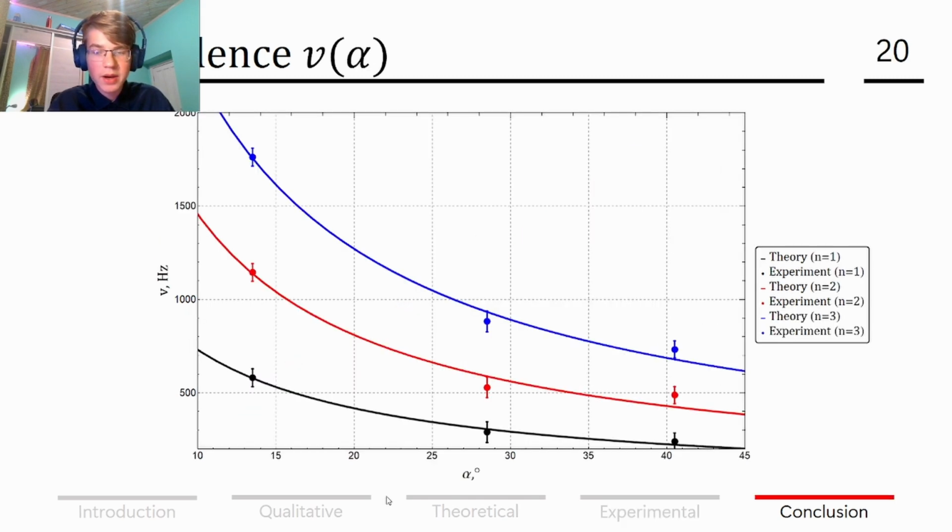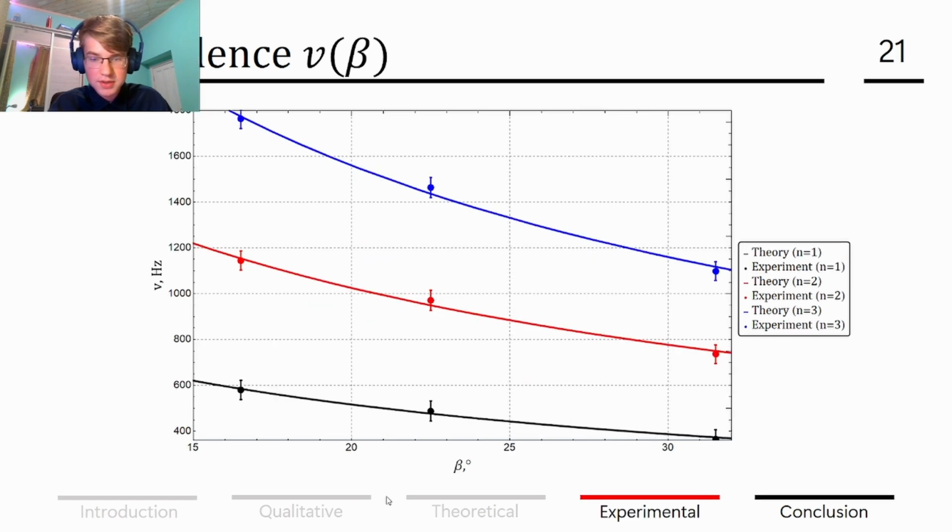In this graph, we can observe the frequency dependence on the hole angle. In this experiment, we used three different disks, changing the hole angle alpha, but not changing the fill angle beta. As we can see, as the angle alpha increases, the frequency of the sound decreases. Changing the angle alpha increases the period, while the number of holes decreases. As the frequency is inversely proportional to the period, it falls as the angle alpha increases. This dependence has been received for several harmonics.